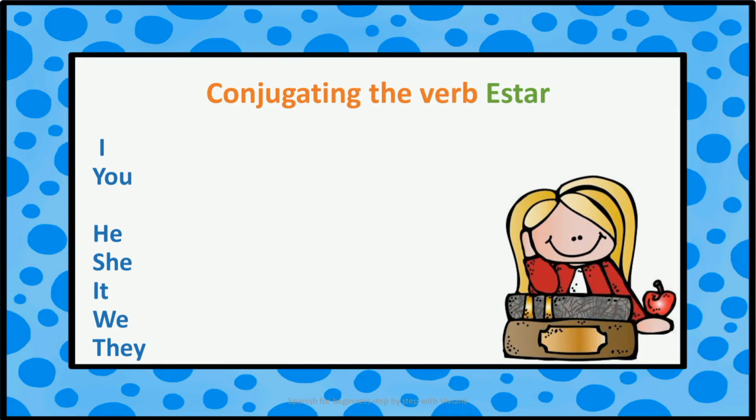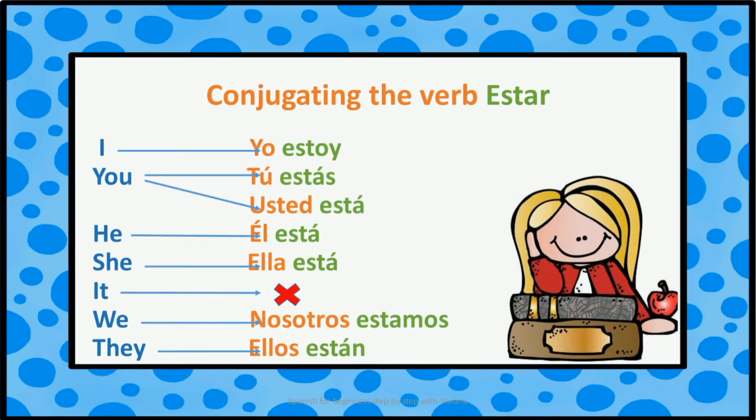These are the personal pronouns in English. Let's see their conjugation in the verb estar. I in Spanish means yo. The conjugation is yo estoy. Yo estoy.